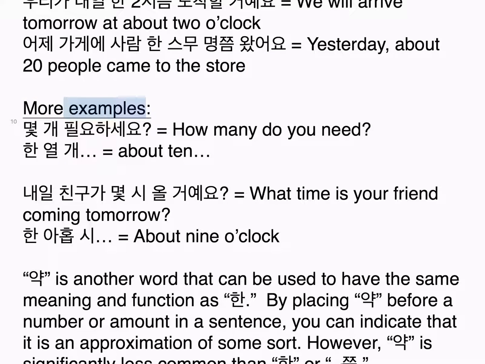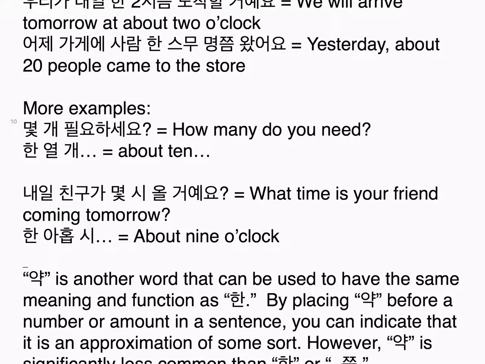More examples. 몇 개 필요하세요? How many do you need? 한 10개. About 10. 내일 친구가 몇 시에 올 거예요? What time is your friend coming tomorrow? 한 9시. About 9 o'clock.